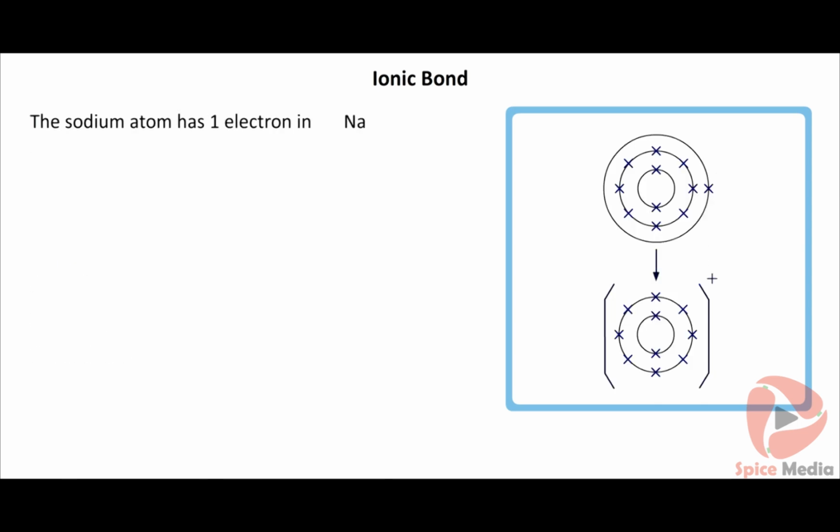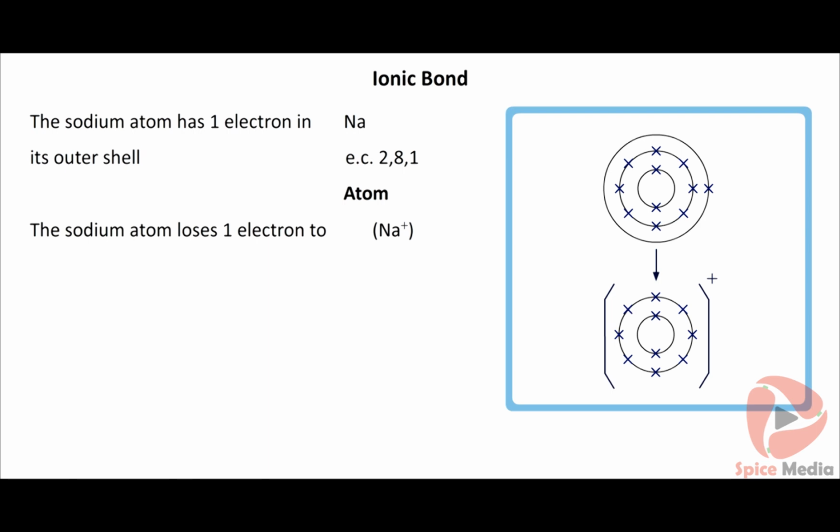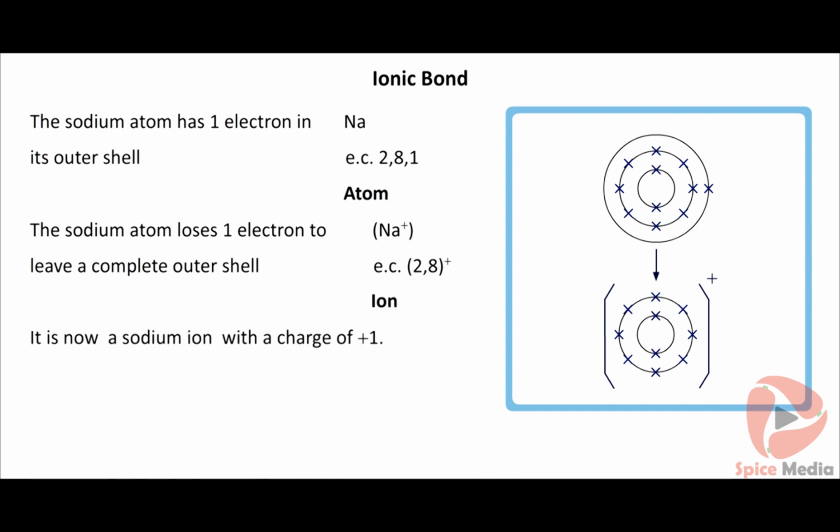The sodium atom has one electron in its outer shell, Na, electronic configuration 2,8,1 atom. The sodium atom loses one electron to leave a complete outer shell, Na+, electronic configuration 2,8 ion. It is now a sodium ion with the charge of +1.